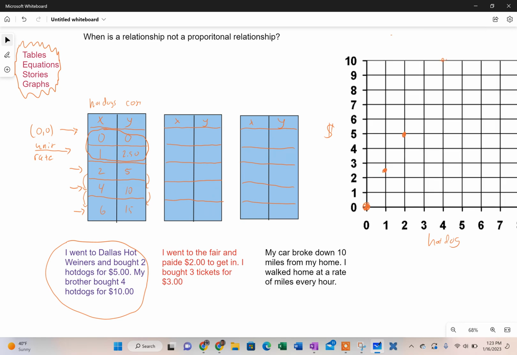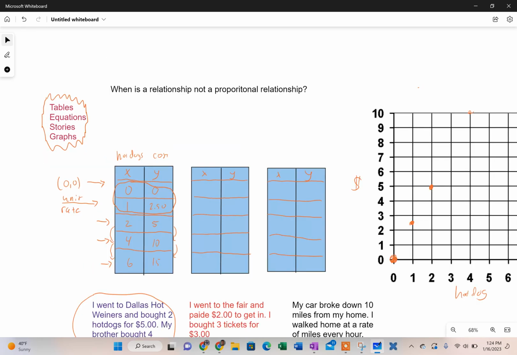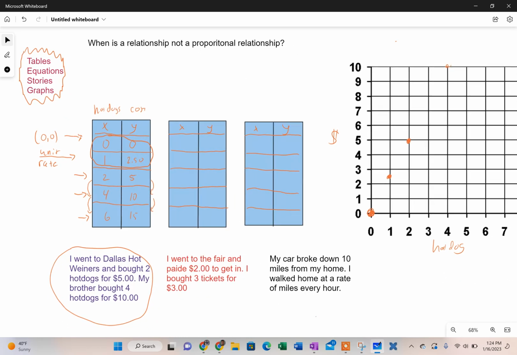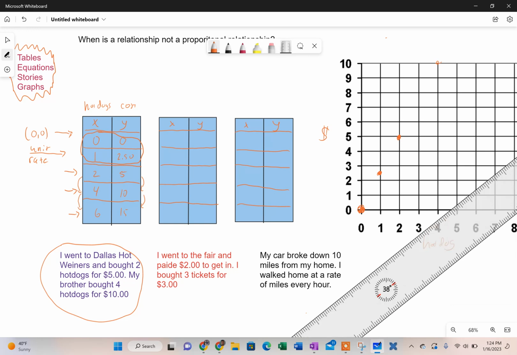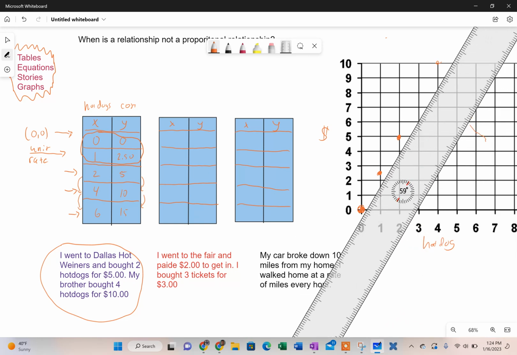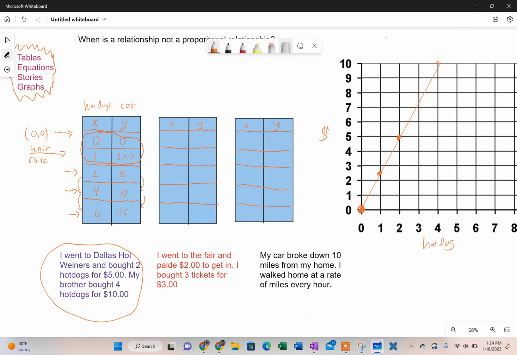And what's more is, if I can find it. Where'd it go? Oh, I had a ruler, and now I don't have a ruler, and I don't know where my ruler went. Oh, there we go. If I take my ruler, it will be a straight line that starts at 0, 0 and hits all those points.